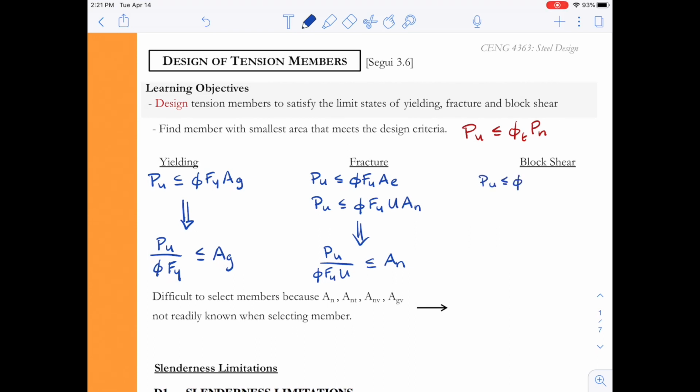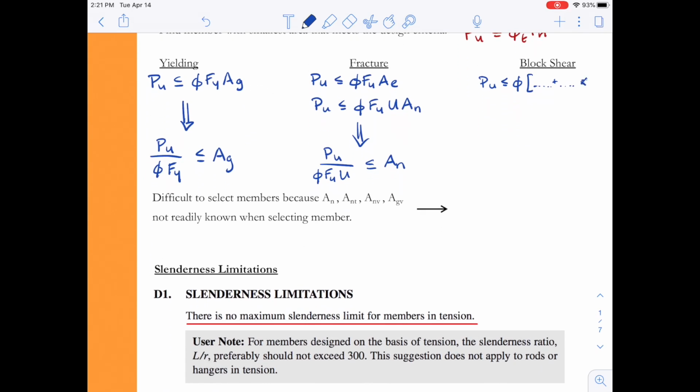Finally, we need to consider block shear. Now, block shear is going to be P sub U has to be less than or equal to phi times, well, there was a long equation that had two parts to it, right? So I'm not going to write all that down, but hopefully we remember that block shear equation where we were looking at fracture on the net tension area and fracture on the net shear area, and then also fracture on the net tension area and yielding on the gross shear area. Anyhow, that's a problem because now we have three different areas: the net tension area, the net shear area, and the gross shear area in which to rewrite this equation in terms of, right? And we're not going to be able to do that.